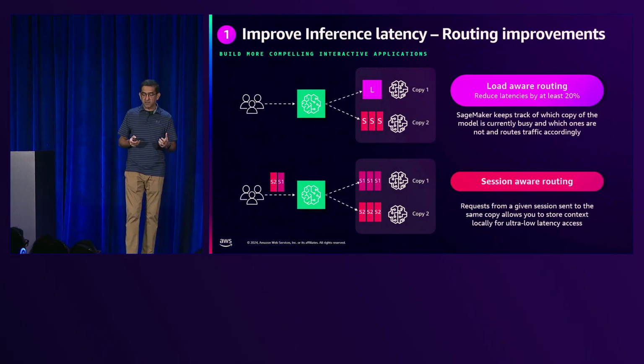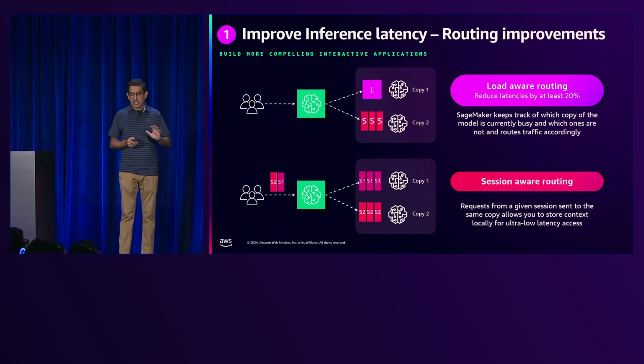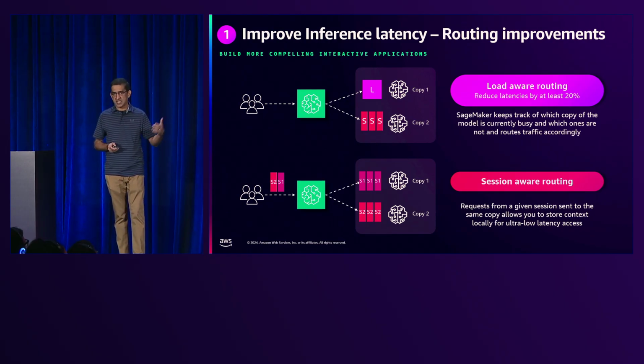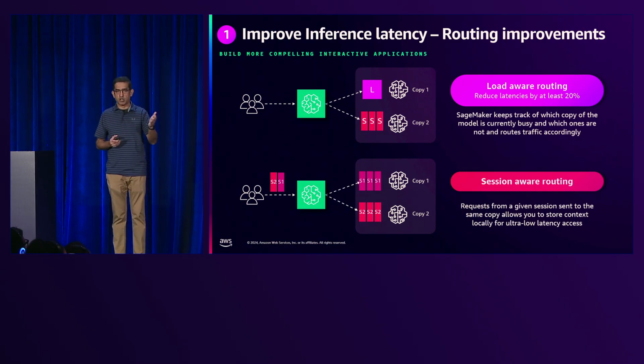Now let me highlight the features in SageMaker that can help you route your requests more efficiently to your models. First, there's a feature called load-aware routing. Let me take a step back. By default, SageMaker endpoints use a random routing strategy, which means as the traffic comes to your endpoint, SageMaker will randomly route it to the copies of the model that are behind the endpoint.